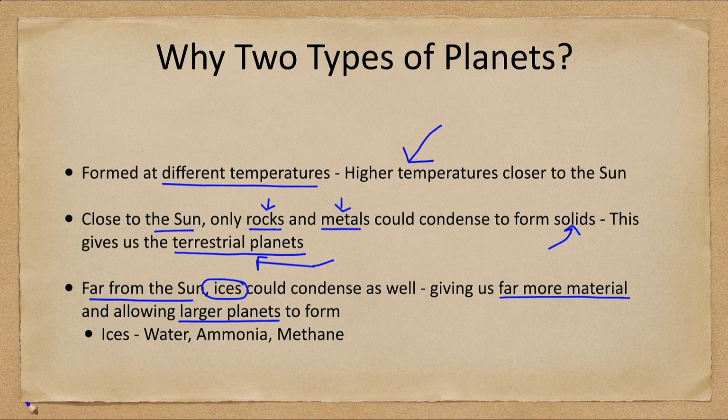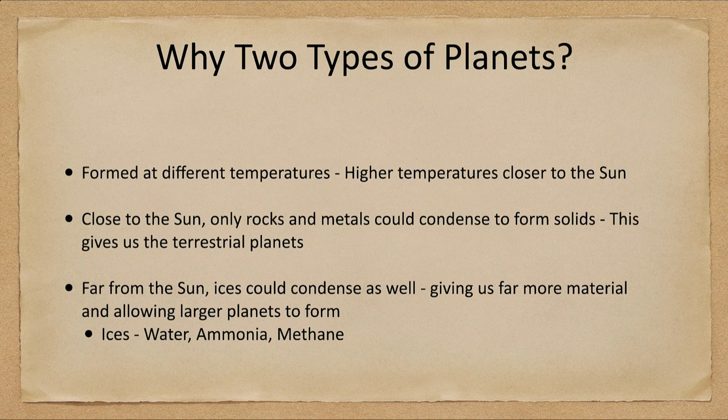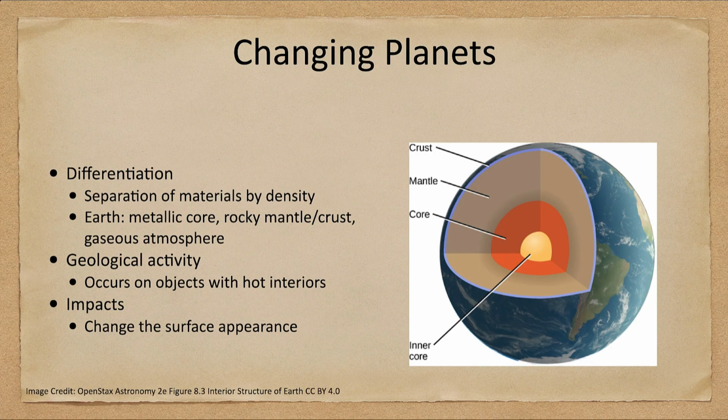Now, when I say ices, I do want to specify what we mean by that. A lot of the ice is water ice, but we also mean things like ammonia, which is nitrogen and hydrogen, and methane, which is carbon and hydrogen combined. So these are all different ices that we will see when we look, especially in the outer portions of the solar system. Now, how do these planets change over time?